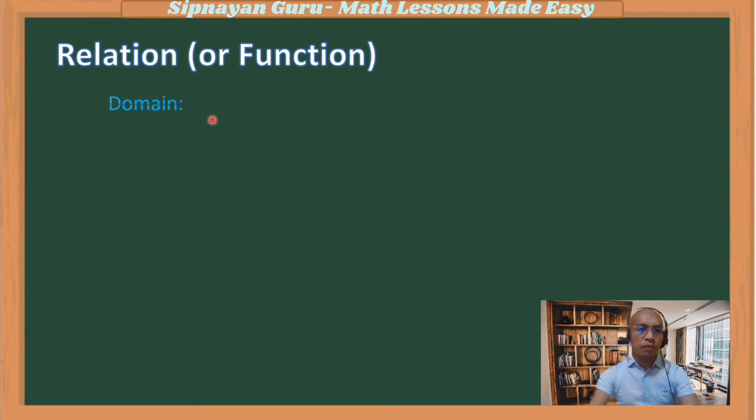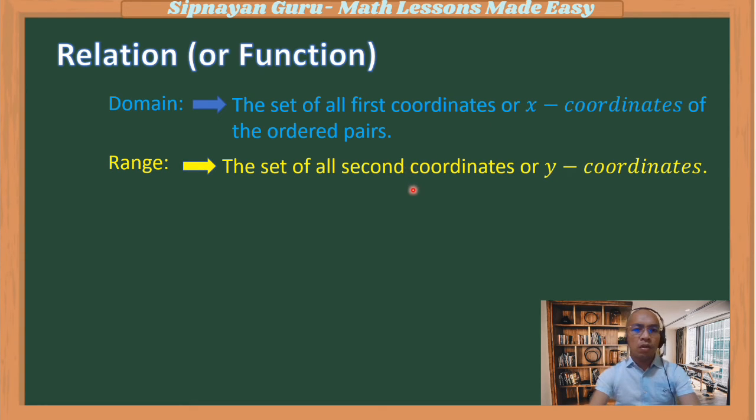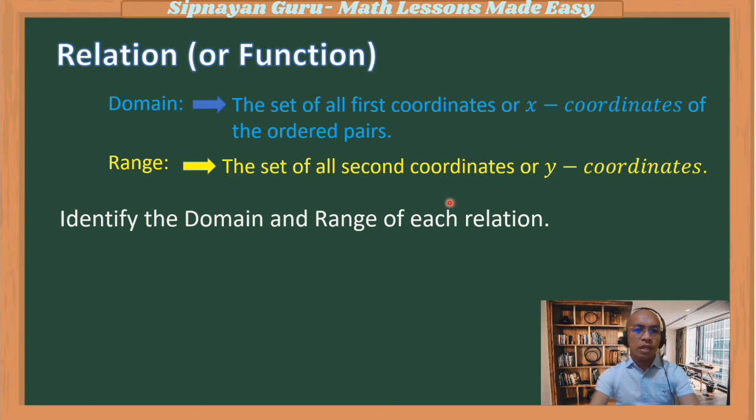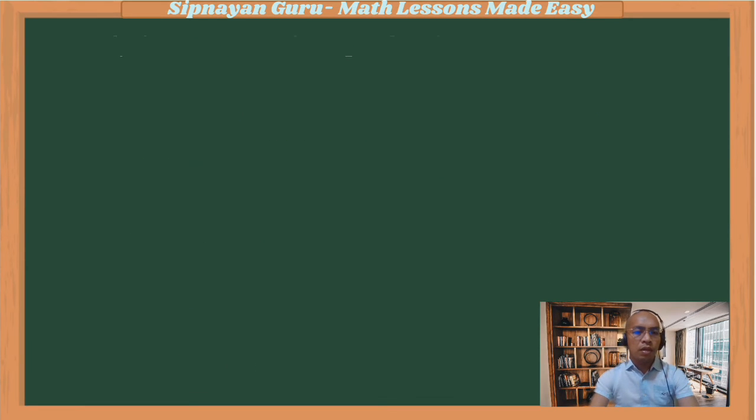Relation or a function. So let us recall again that the domain is the set of all first coordinates, or the x coordinates of an ordered pair, and the range is the set of all second coordinates, or the y coordinates. So we are asked to identify the domain and range of each relation. So first, again, we have this relation: 2, 5, 2, 7, 4, and 3. Second, y equals 2x. And thirdly, we have y equals square root of x minus 1.